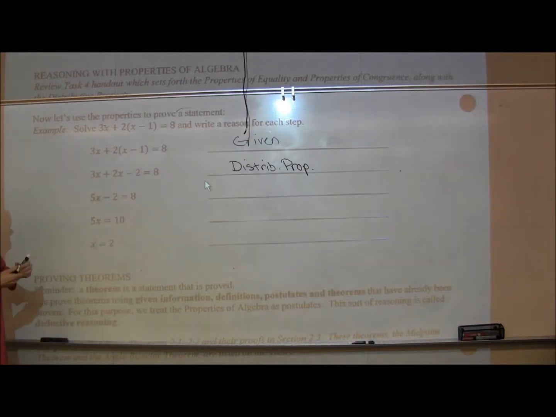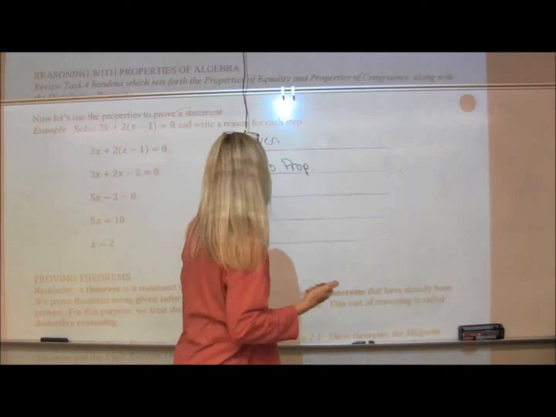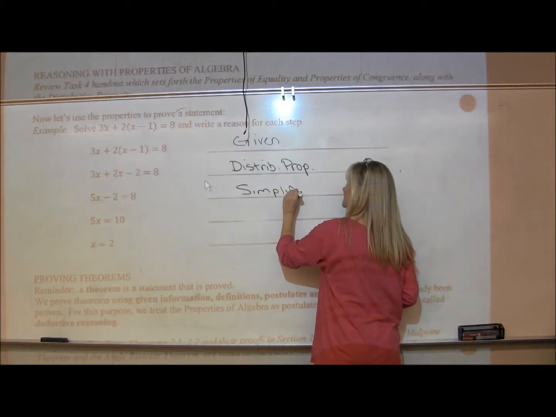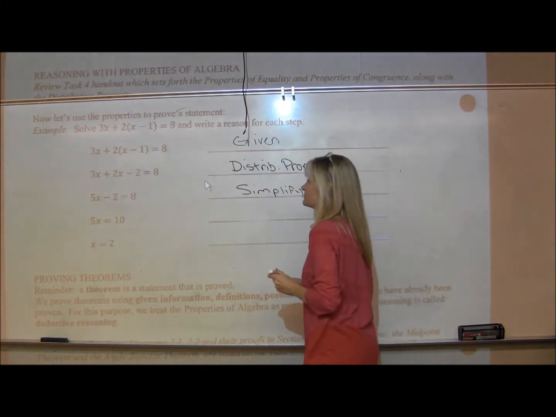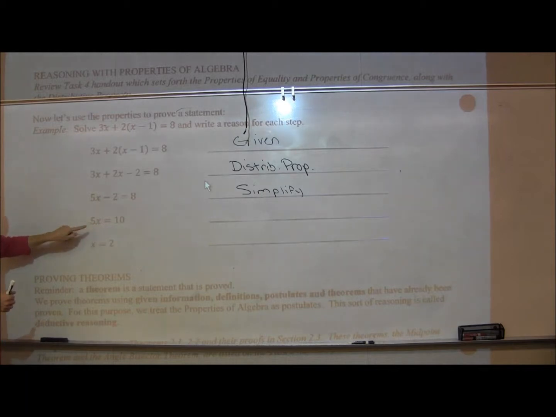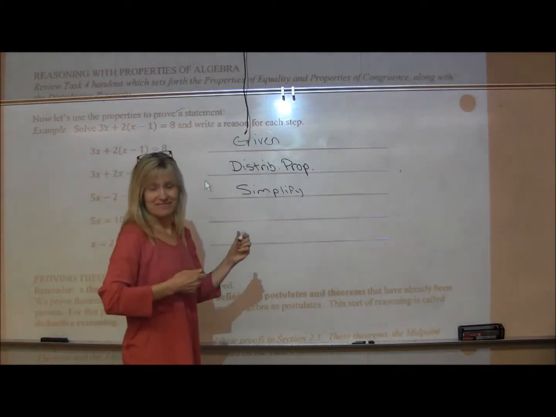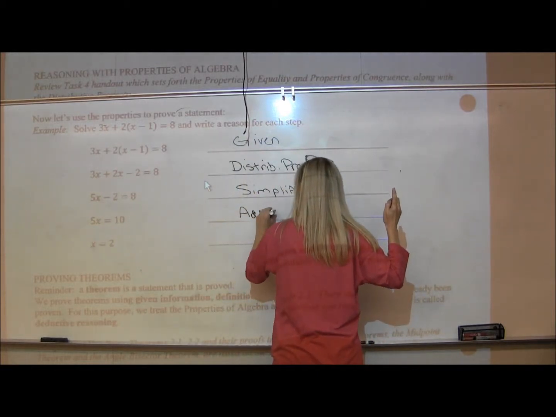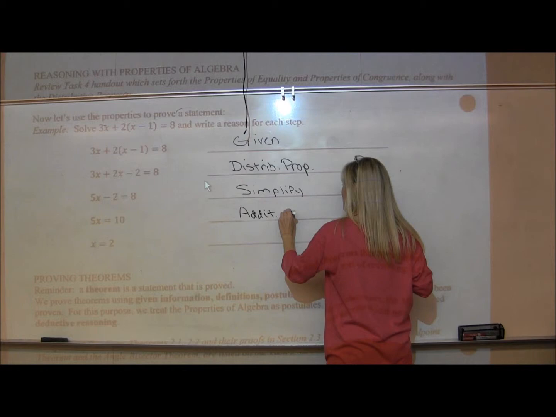What's the reason I can go from this to this? It's combining like terms or simplifying. Yours would be fine too. That's good. What's the reason I can go from this to this? You're trying to get X alone. Addition property of equality, right? What did you say? I said you're just trying to get X alone. Exactly, which is the addition property of equality.